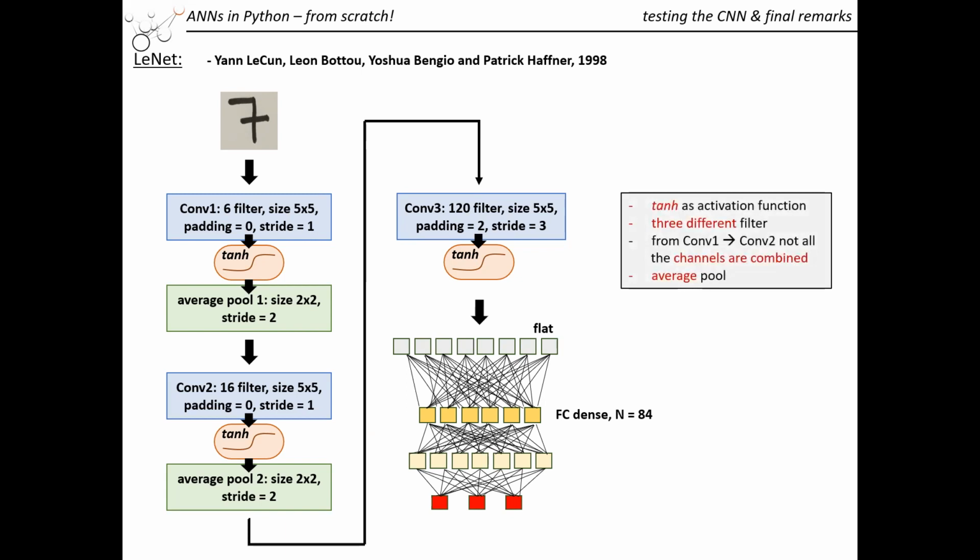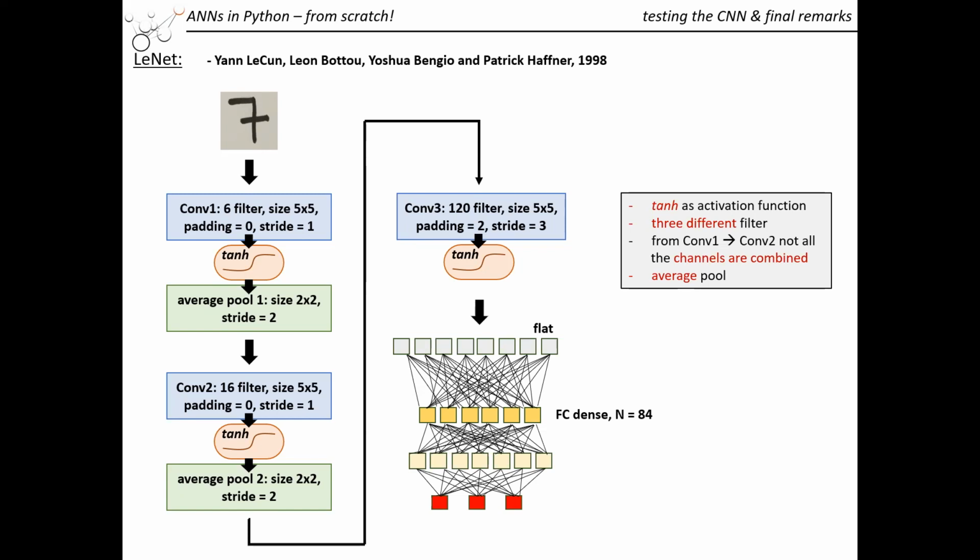And the difference now is that we have a tangents hyperbolicus as an activation function, which we implemented already. So we have only 3 different convolution filters. There's actually also one thing I want to show you in a few seconds: from convolution layer 1 to 2, not all the channels are combined. Remember when we performed the convolution, we did this for all filters and all color channels.